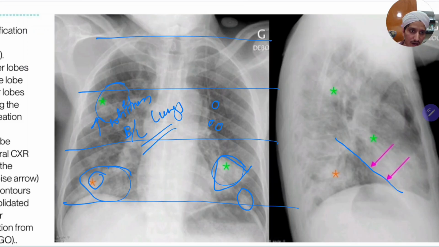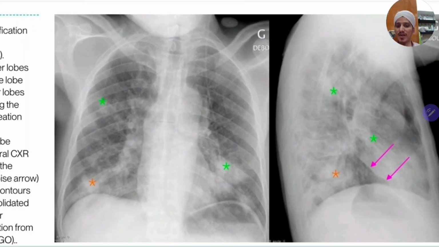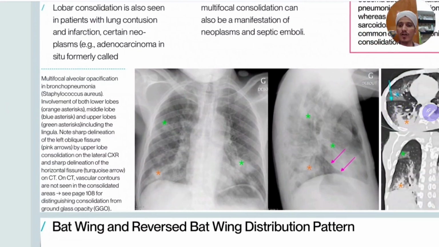this is the horizontal fissure. Not able to make out. This is the oblique fissure. So this is the middle lobe of the lung, and this is the upper lobe opacification, and this is the lower lobe, sorry, right lower lobe opacification. So multi-lobar involvement you can see here.